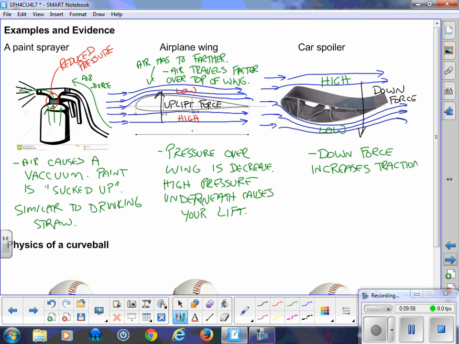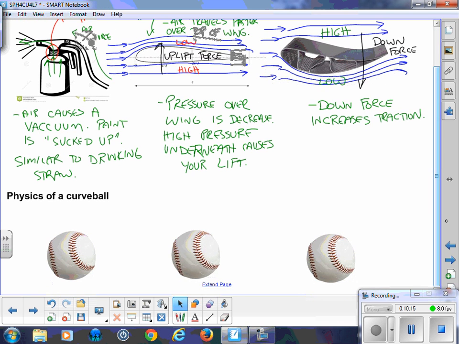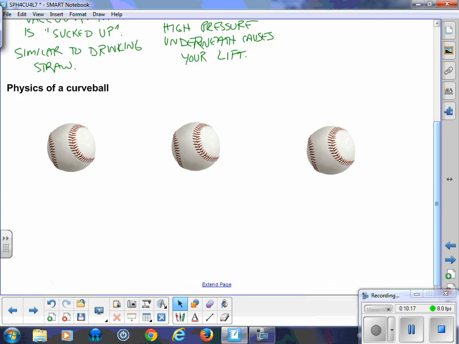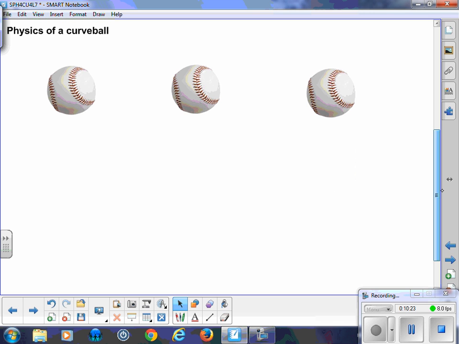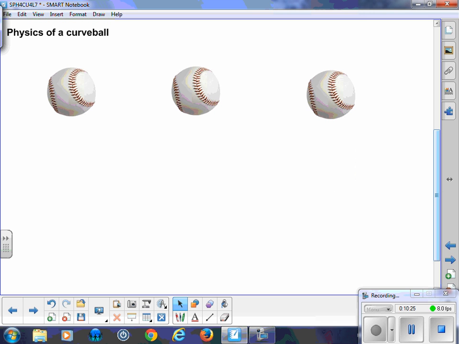So we have a construction example with how the paint sprayer works, aerodynamics, fluid dynamics is very important in the airplane wing, and the car spoiler, also the same when we're talking about automotive technology. Now at the bottom, what I want to show and talk about is the physics of the curveball for the athletes here, and every sport has its own aerodynamics or fluid dynamics.